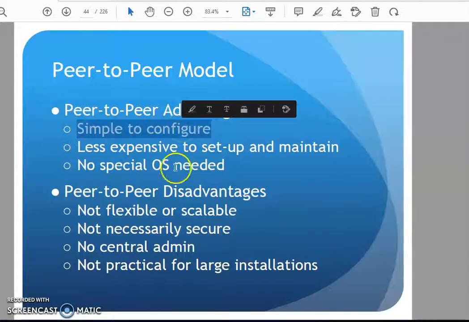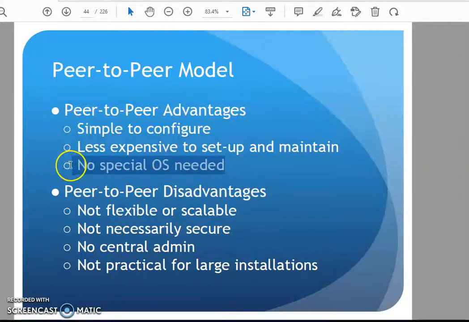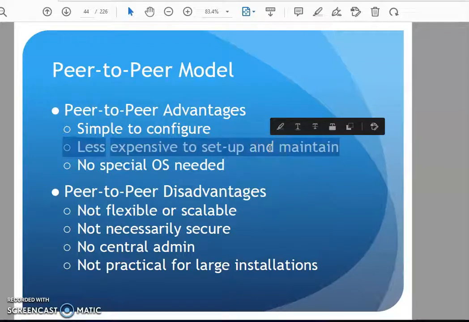It does not take much. I don't need a special operating system. Most operating systems have the functionality built in. All I need to do is turn it on. And it is really not expensive to set up or maintain. There is really no extra thing I need to do.